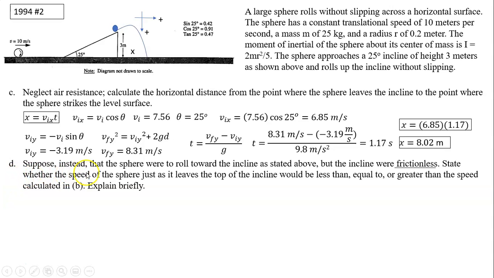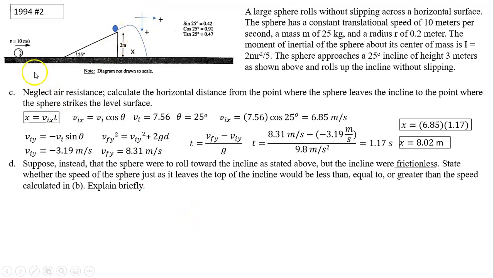Part D. Suppose instead that a sphere were to roll toward the incline as stated above, but the incline were frictionless. State whether the speed of the sphere just as it leaves the top of the incline would be less than, equal to, or greater than the speed calculated in the previous part. So the previous part is 7.56. That's what we calculated. Now what would this be if there is no friction?